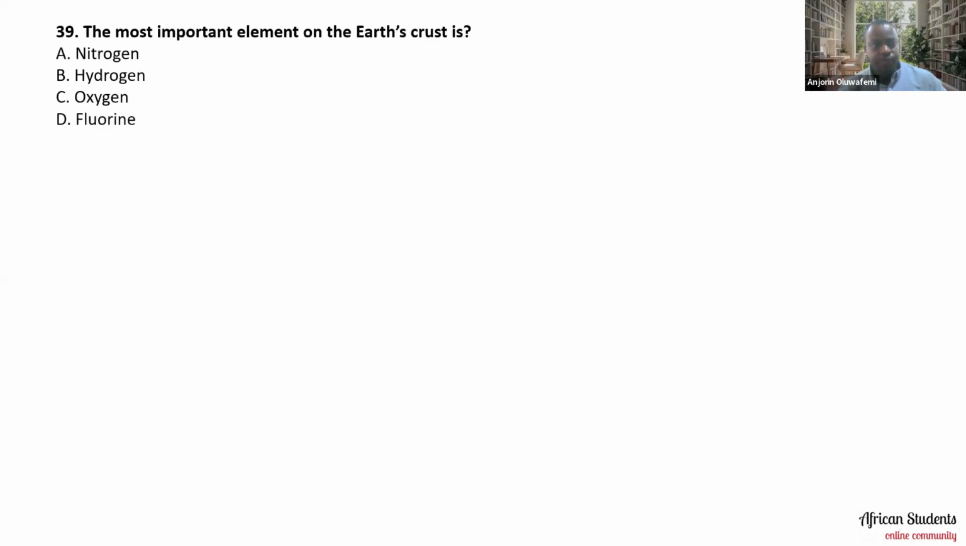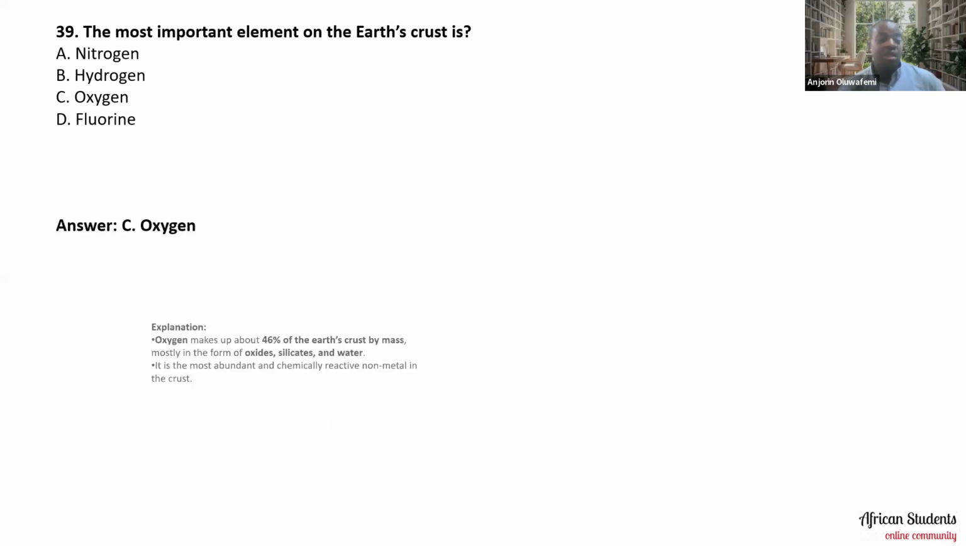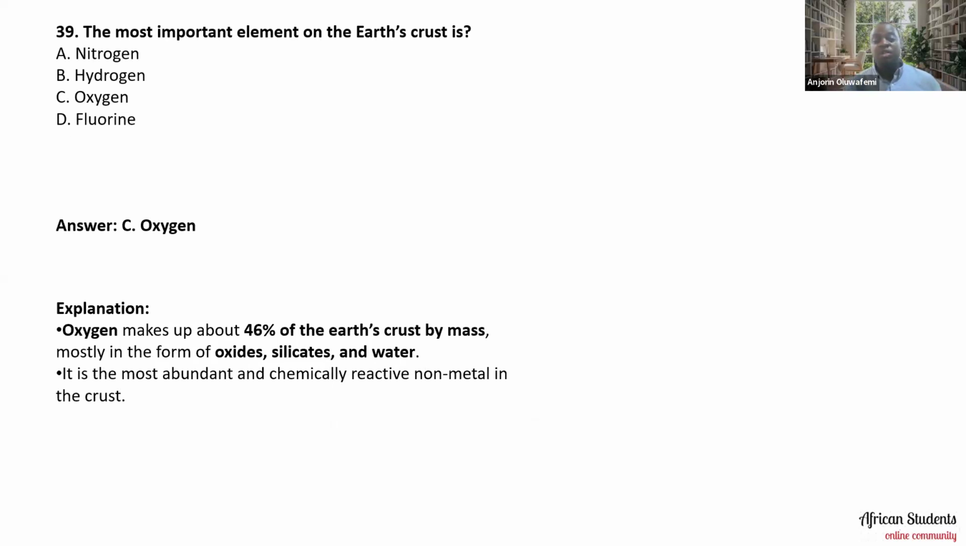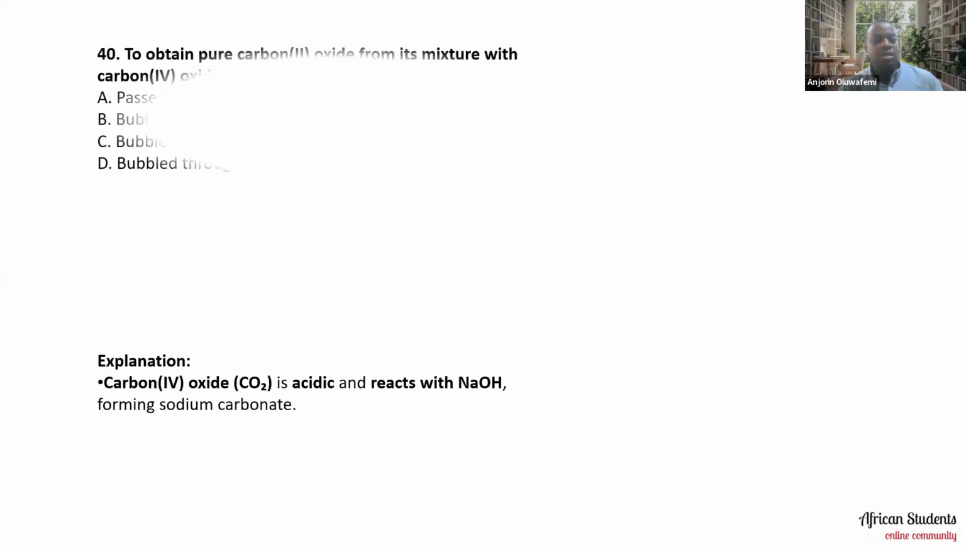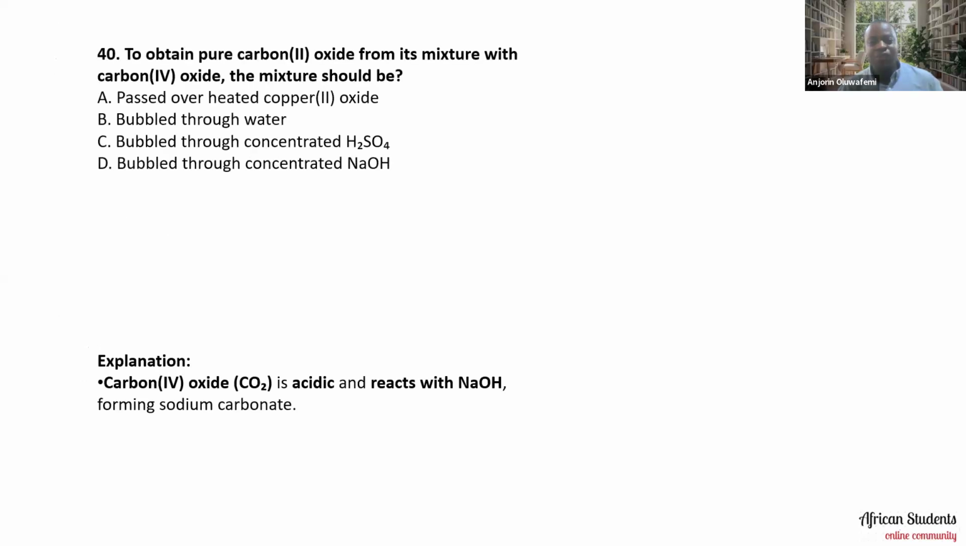Okay. The most important element in the Earth's crust is it nitrogen, hydrogen, oxygen, or fluorine? Well, the most important element is basically oxygen. Why is it oxygen? It's pretty straightforward. It makes up about 46% of the Earth's crust by mass, mostly in the form of oxides, silicates, and water. It is the most abundant and chemically reactive non-metal in the Earth's crust. So that's the reason.